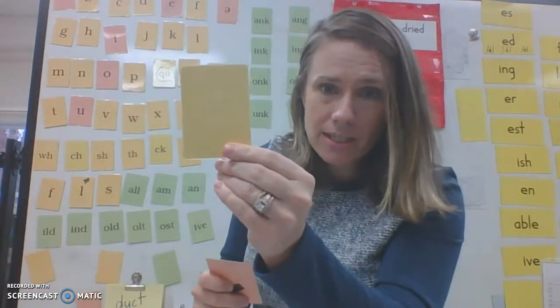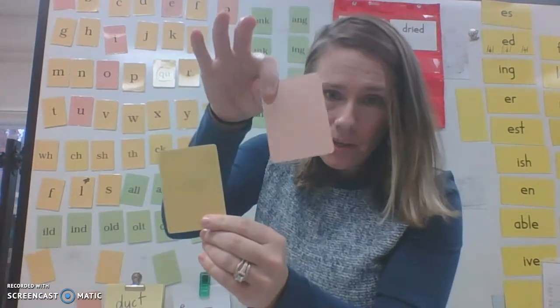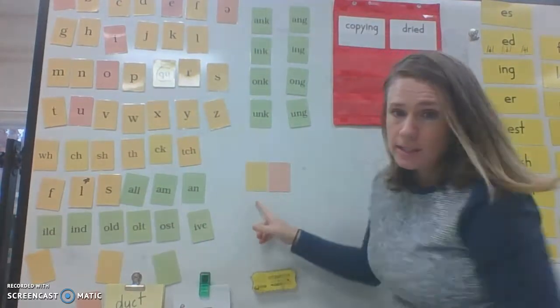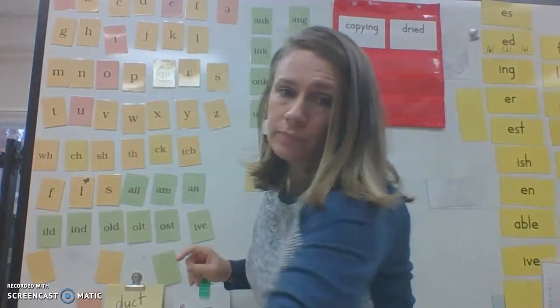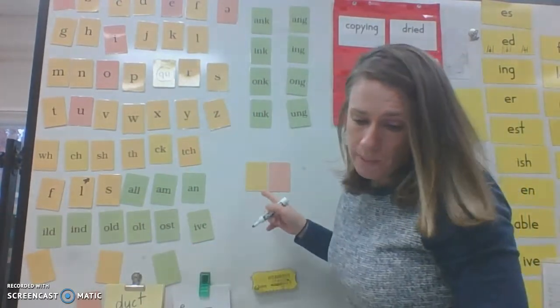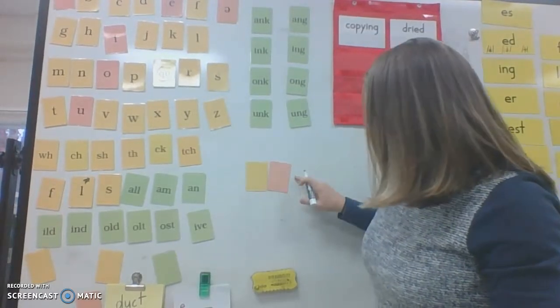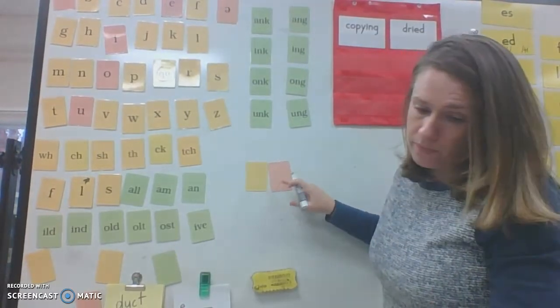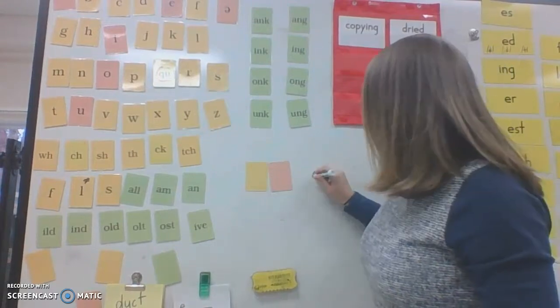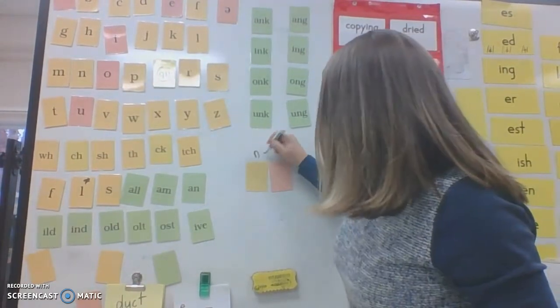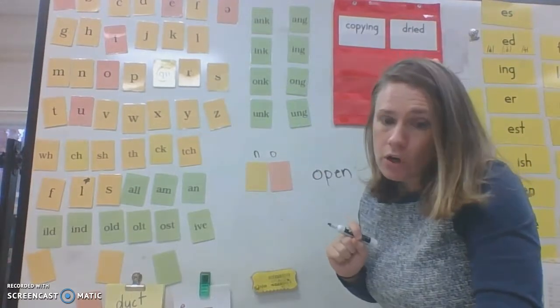We know that this represents the yellow, the consonant, and this pink represents the vowel or salmon. So what would this syllable type be? This would be an open syllable, right? Because we would have nothing after the vowel. Open. Here, I'll write it right here. And that would be a word like N-O, no.